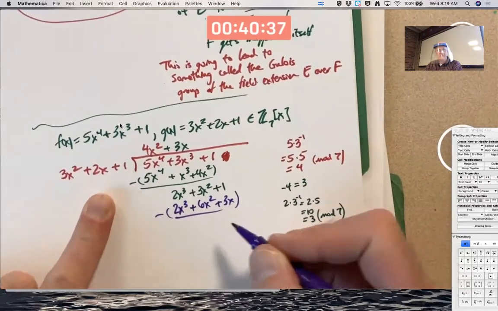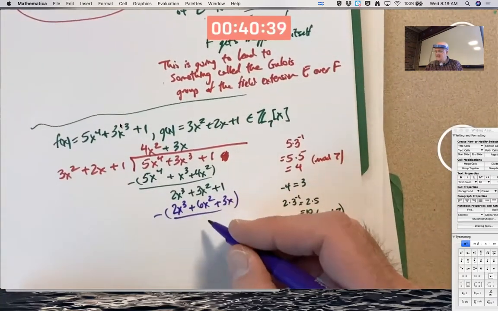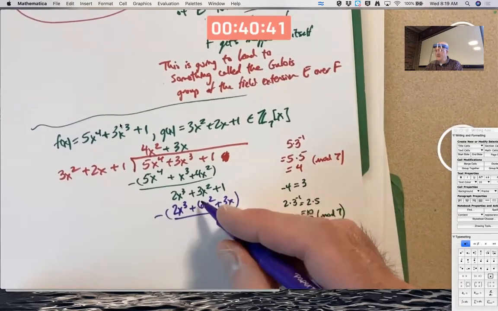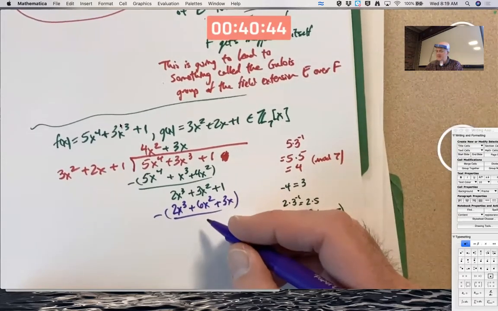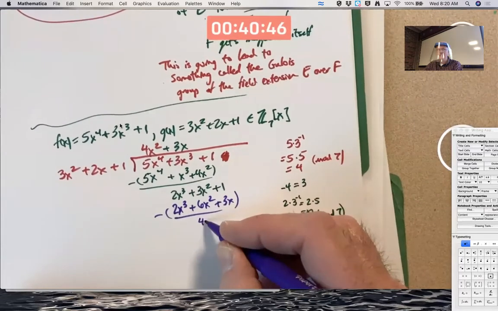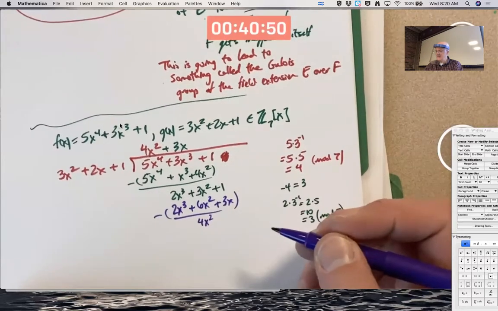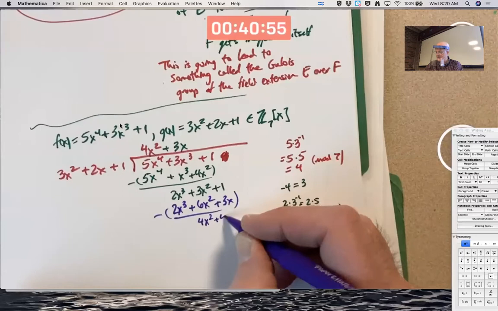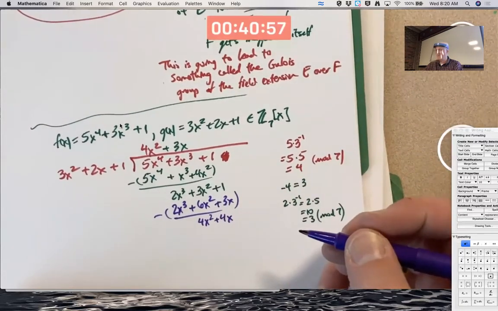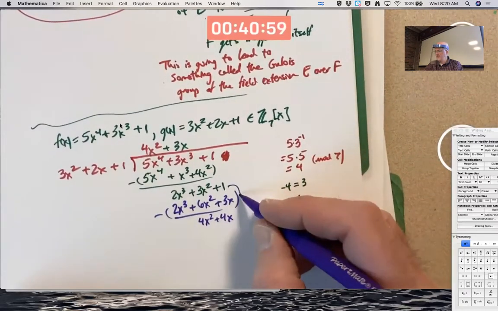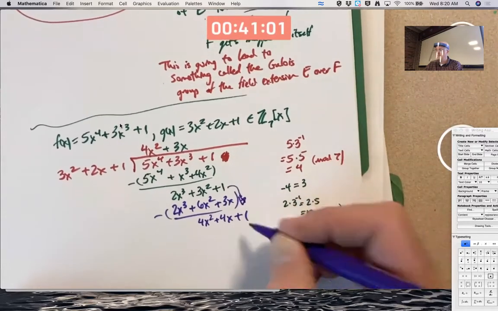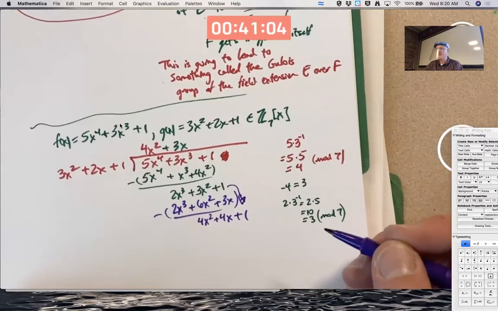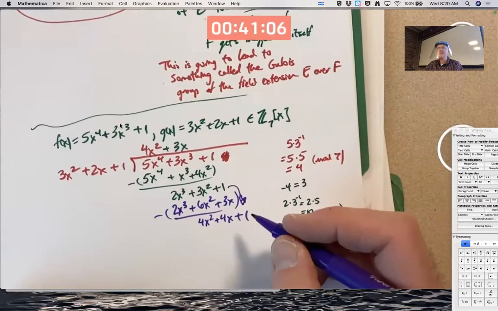Subtract. 3 minus 6 mod 7. Well, 3 minus 6 is -3. -3 mod 7 is 4. -3 plus 7. 0 minus 3 is -3. Mod 7 is another 4. And then don't forget to bring the 1 down as well. That would be a common mistake, is to forget to do that. 1 minus 0.